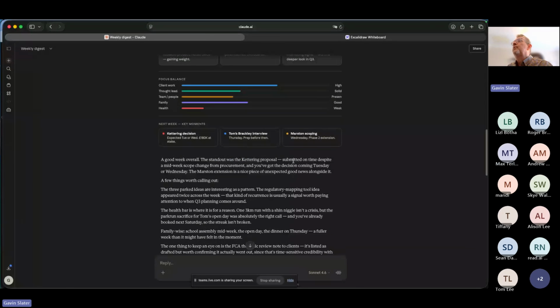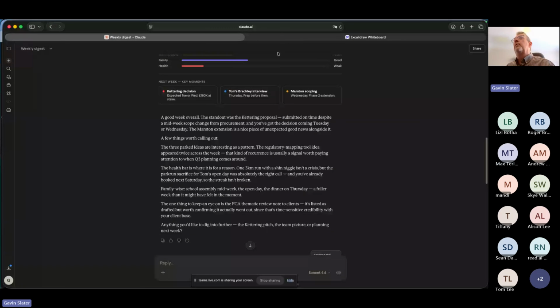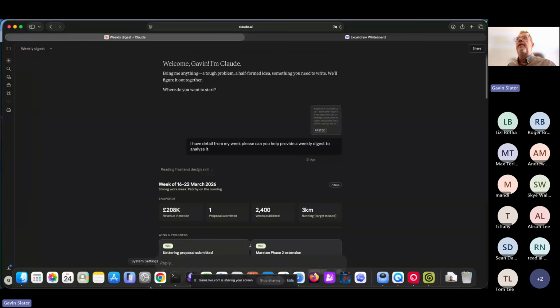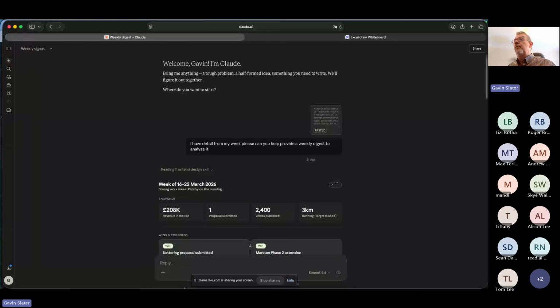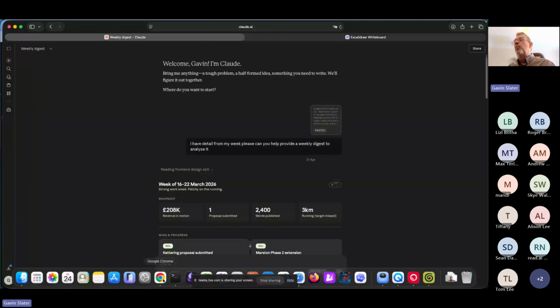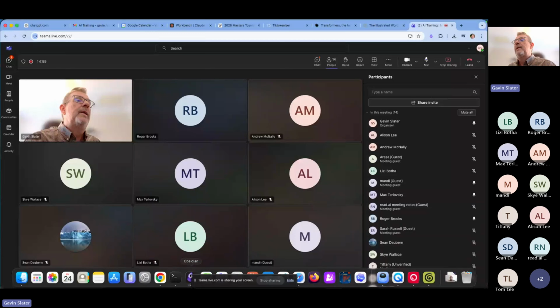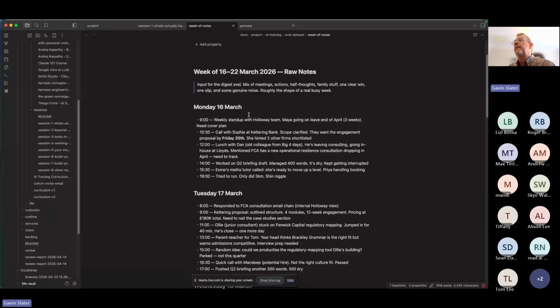Standout was Kettering proposals, submitted on time despite a midweek scope change. A few things worth calling out. So it was an okay digest because these models are pretty good. But I think the one thing that it really missed was that it wasn't particularly specific. And so the other thing that we're going to learn is that we really need to understand context and how context really improves what happens.